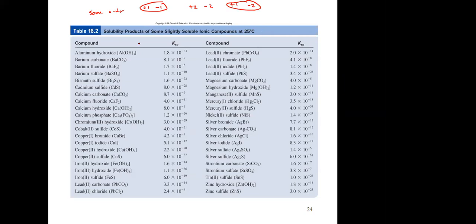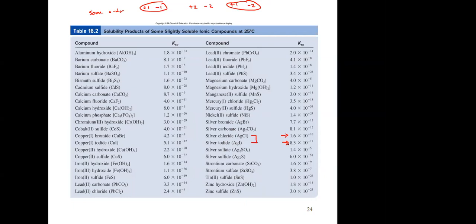So for instance, if we have the same +1 and -1, we can do it like this one: the silver chloride and the silver iodide. So we can compare which is soluble. How do we compare the solubility when they have the same type of compound in terms of the KSP? Usually, the lower the KSP, the more soluble it is. The higher the KSP, the more insoluble it is.